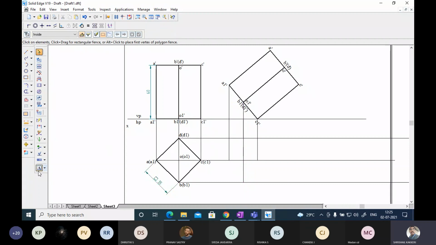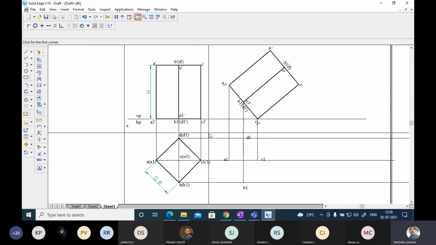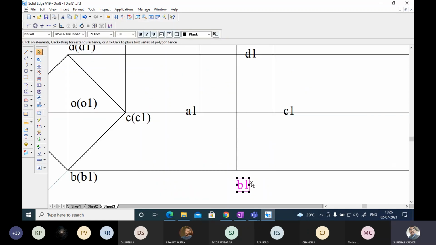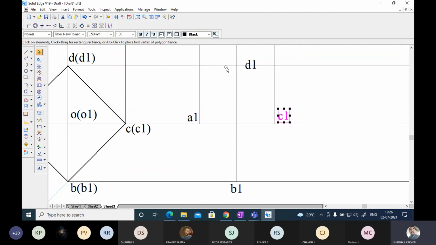So let me write these points now again. These are A, B, C, D. 1 1 indicates these are the base of the prism. Unless you do a homework, you cannot do this problem. Please try to do by rough sketch at your home and see. Any problems you can ask me.